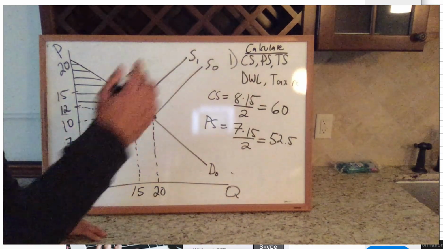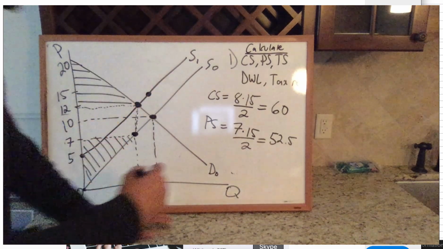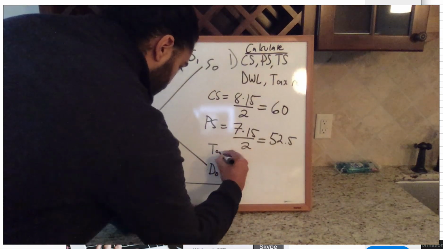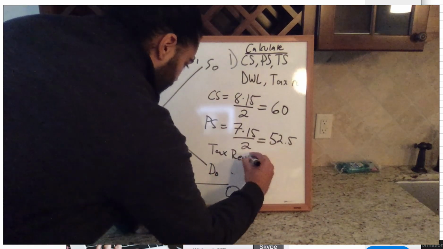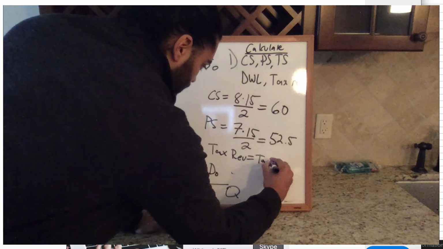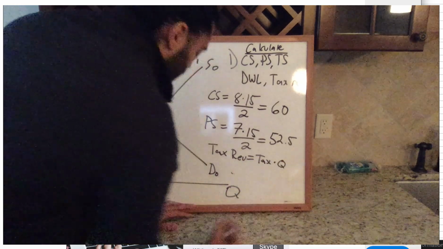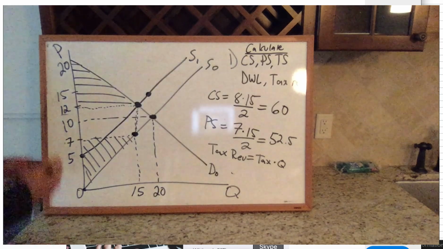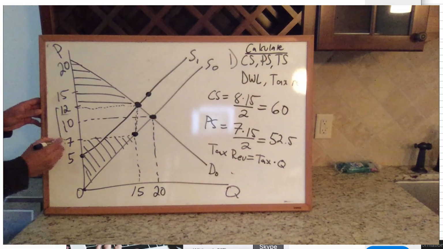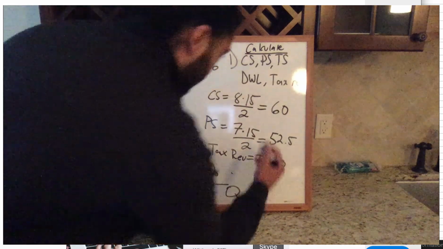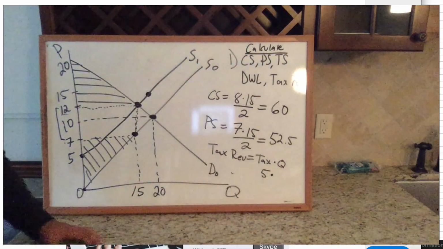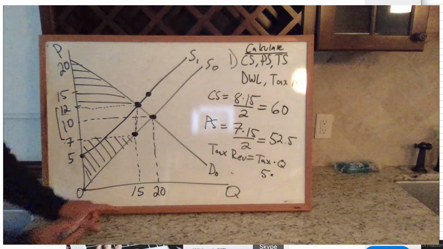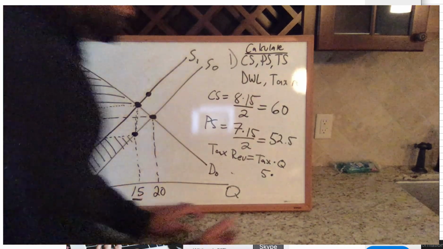Okay, so before getting to total surplus, we're going to go to tax revenue. So tax revenue, the formula for this is the tax multiplied by the quantity that you produce after the tax. So this gap between 12 and 7 is 5. So again, our tax is $5. And we multiply that by the amount that we produce now, which is 15, which equals 75.